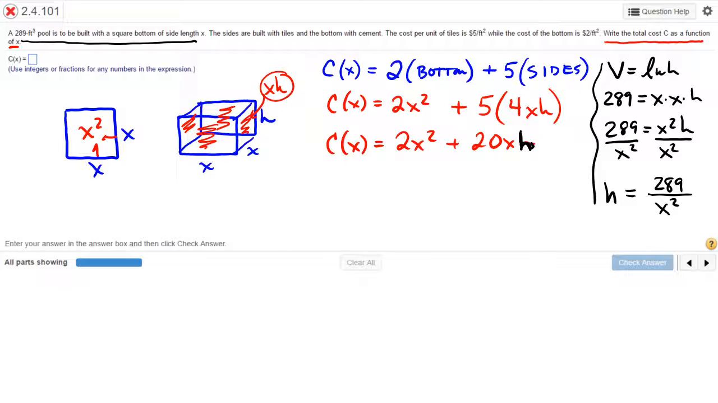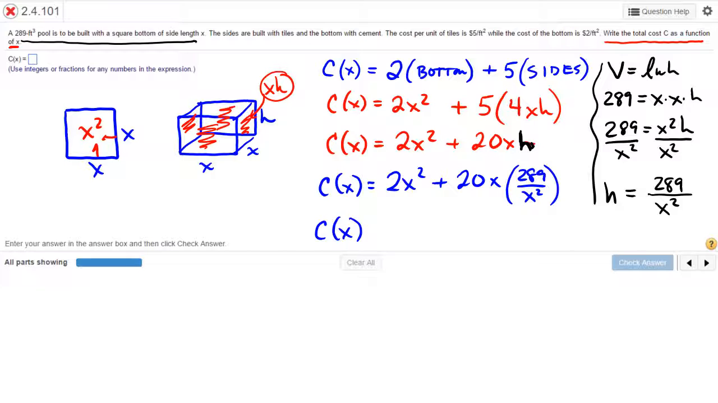Let me change color here. And for the final answer, let's go for it here. 2x squared plus 20, and the x is still going to be there, but we are going to put in 289 over x squared, and then we are going to simplify. Equal to 2x squared, and getting a little calculator out, I got myself 5,780 over, now the x's are going to cancel themselves.